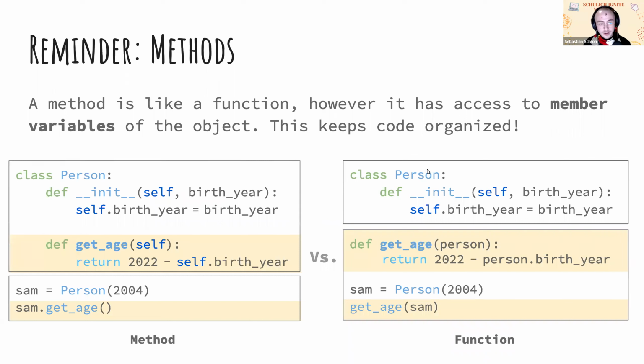So here's a quick reminder. A method is like a function. However, it has access to member variables of the object, and this keeps code organized. Remembering from last time, a method is a function that belongs to a specific class, and you can call that using the dot operator on the left here. If you had a function, it would be defined with no indent at the top of the file or anywhere in the file, and then you could call that function like you do a method, but without the dot operator.